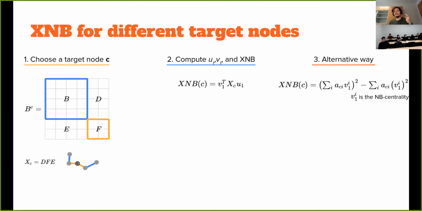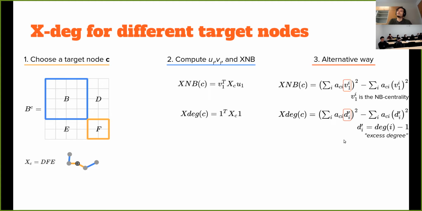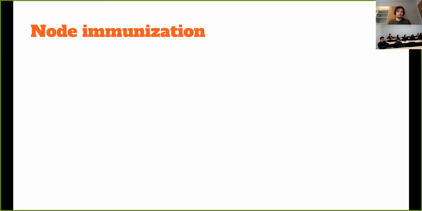So let's see what happens with X degree. Remember, X degree is just the vector of all ones times X times the vector of all ones. If you write it in the scalar form, you find that it looks like this. It is, of course, the same functional form, but now what you're aggregating here are these quantities D prime, which are the degree of my neighbor minus one, also called the excess degree sometimes in the literature. So the X degree of a node is just a quadratic recombination of the excess degrees of my neighbors. And that means that you can compute this one extremely fast because all you need to know is the degrees in all of your network and then how they change after you remove nodes. So that's what we're going to use for the task of node immunization.